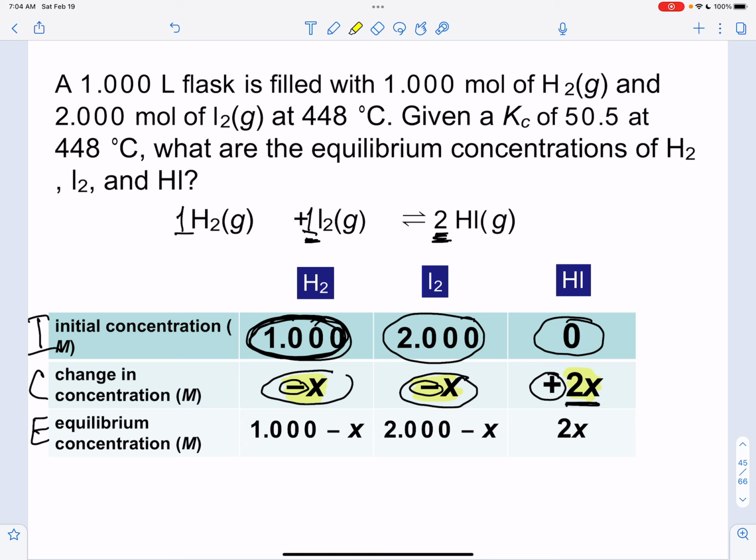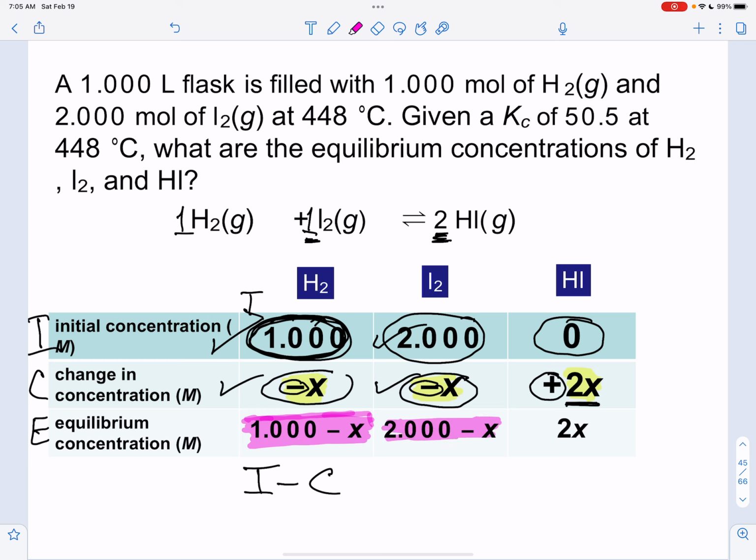So what would be the equilibrium concentration? It would be the initial minus the change. So the initial minus the change. So this is my equilibrium concentration for the first one. So whatever remains, so basically in Chem 1411, you would call this the excess that remains. The same for iodine. You begin with 2 molar, you consume X amount, so obviously you're going to have 2 minus X left at the end.